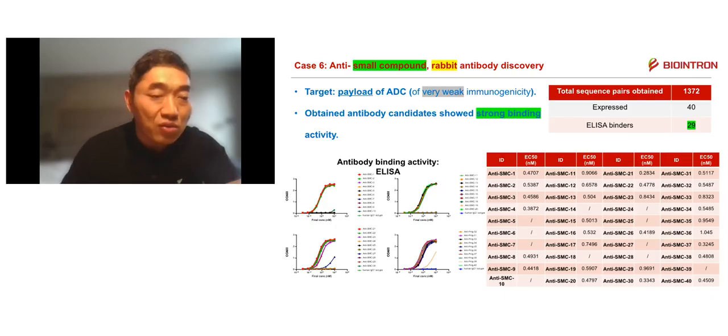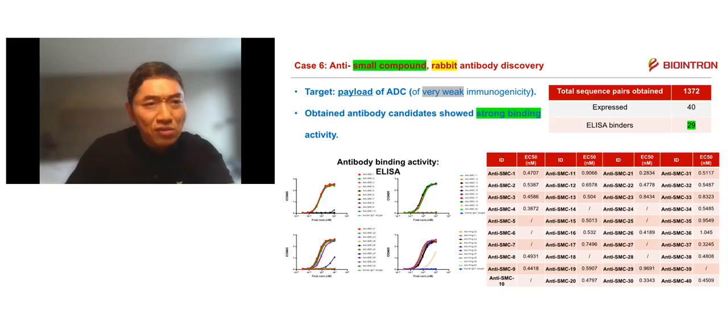Okay, back to this case study. Even though it's a small compound, with our AbDrop antibody discovery solution, we still get more than 1,000 paired antibody sequences, and we express tens of them. Among these tens of them, as you can see, 29 have very good target bindings.